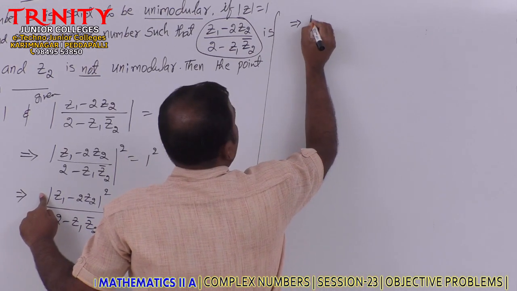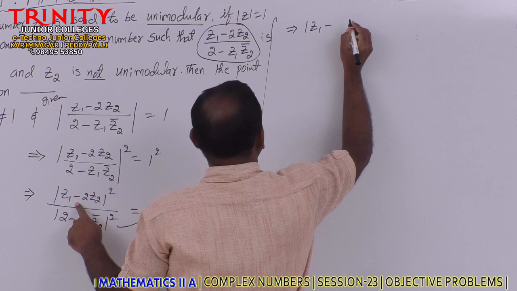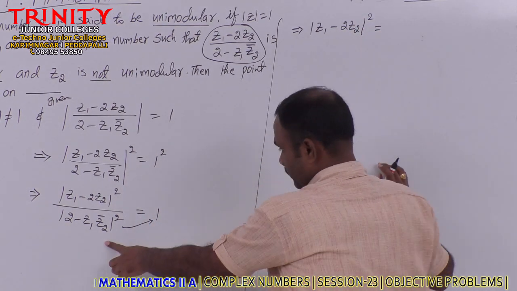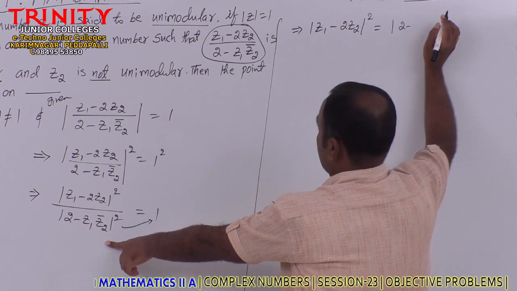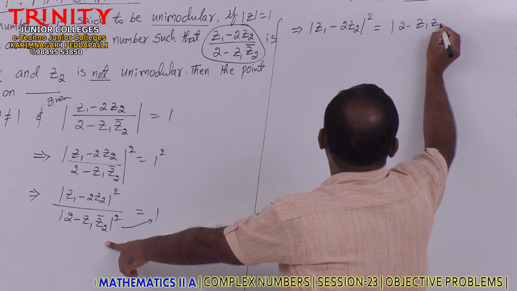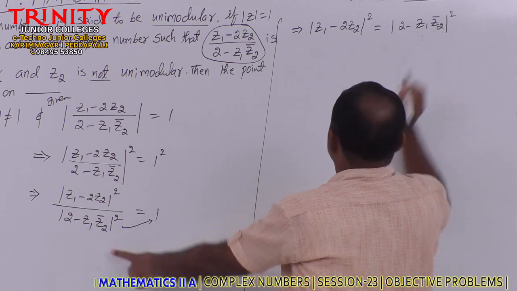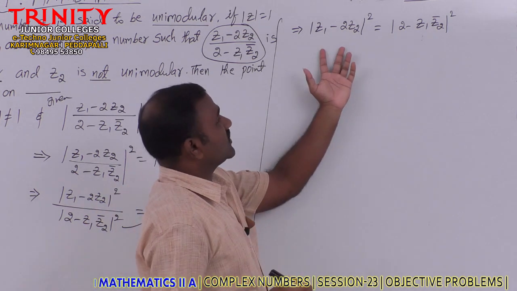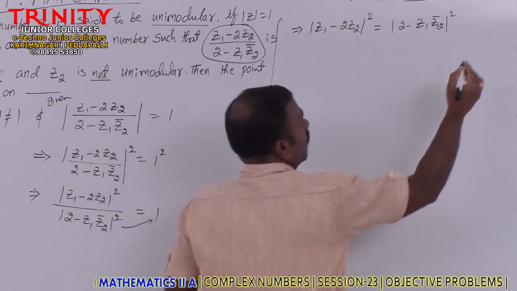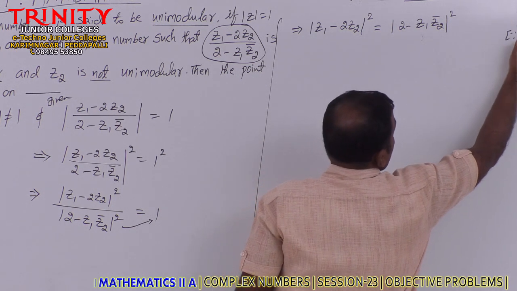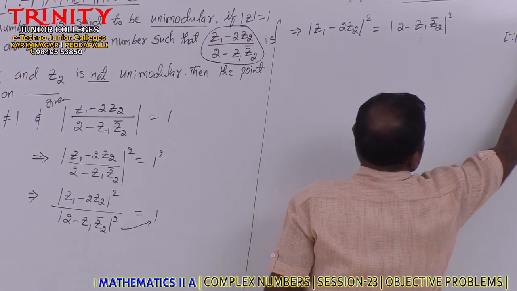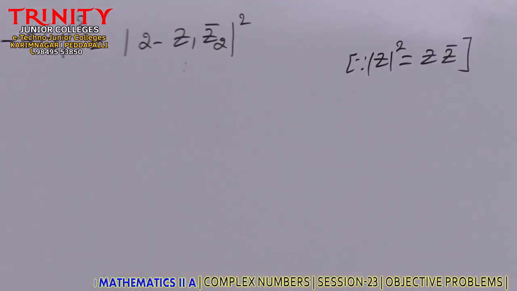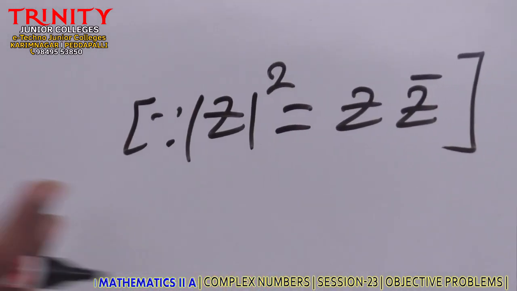Mod z1 minus 2z2 whole square is equal to mod 2 minus z1 z2 bar whole square. See, this is in the form of mod z square. What is the property we have? Mod z square is equal to z into z bar. Now we are going to apply this condition for these two.